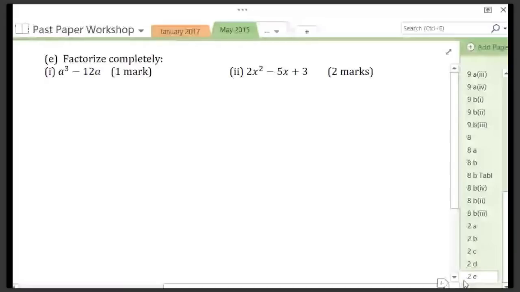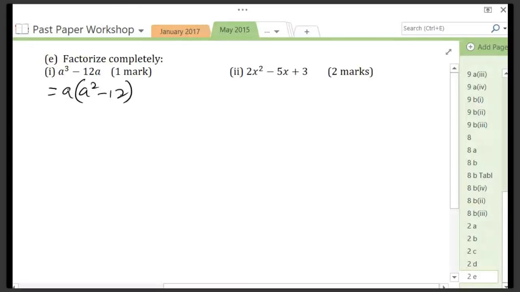Factorize completely. Part 1. A cubed minus 12a. We have to use the HCF here. The HCF of a cubed and 12a here is a, because a is the lowest power of the common terms, okay? The coefficients are 1 and 12, so we just leave it as 1. So a cubed divided by a here is a squared, and minus 12a divided by a is minus 12. That's the answer for 1 mark.